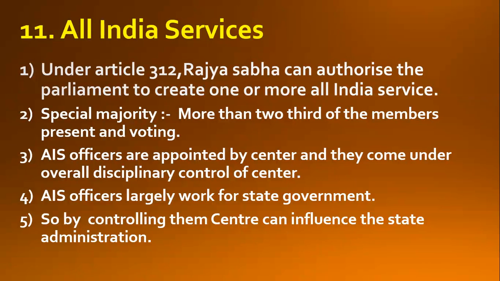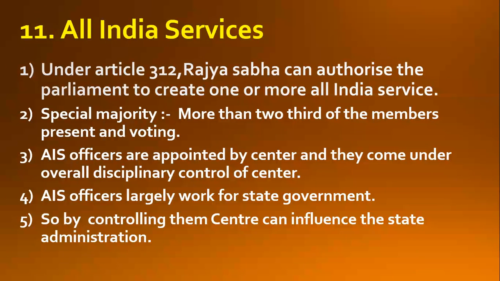Who is the DGP of the state? IPS officer. Who is superintendent of police? IPS officer. So DGP is an IPS officer, SP is an IPS officer. So all the cream posts which are related to the administration of the states are largely held by the officers of AIS, and these AIS officers come under the overall control of the central government. So the central government can easily pressurize them. Central government can easily force them to do anything the center wants. So by controlling the AIS officers, the central government can influence the state administration. Okay, so this feature of the Indian Constitution also indicates that the Indian Constitution is more unitary and less federal.